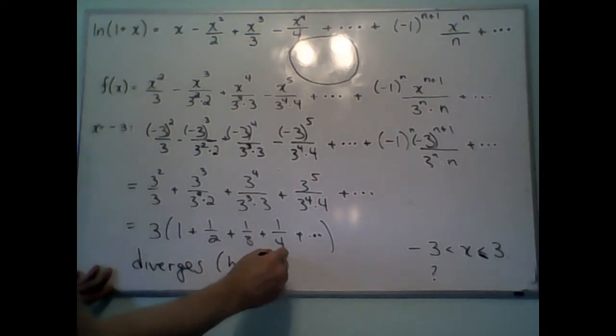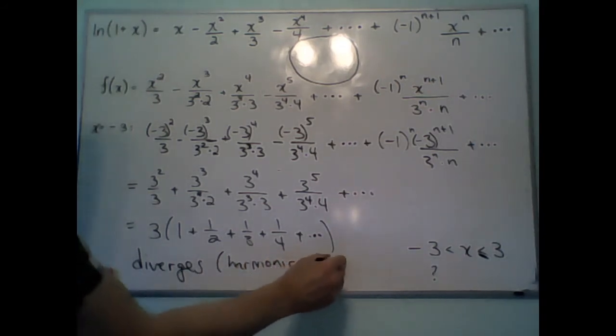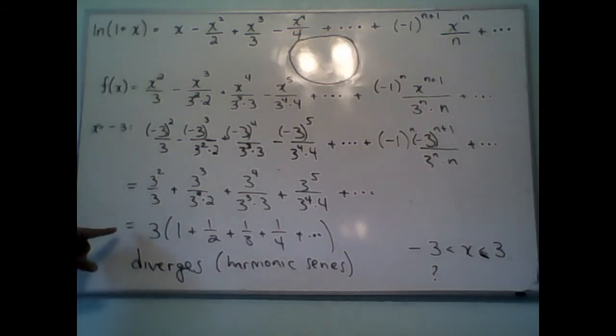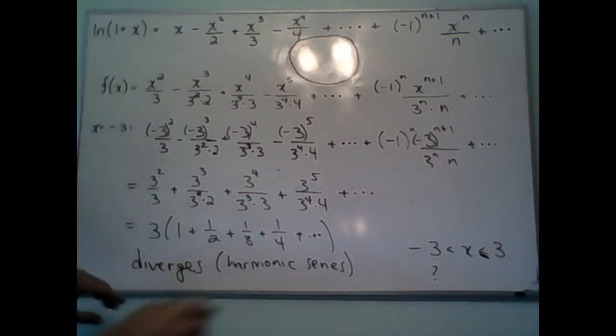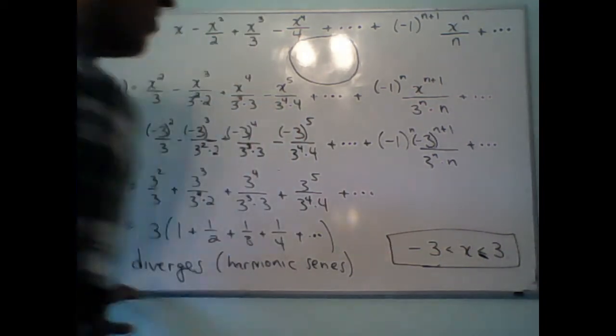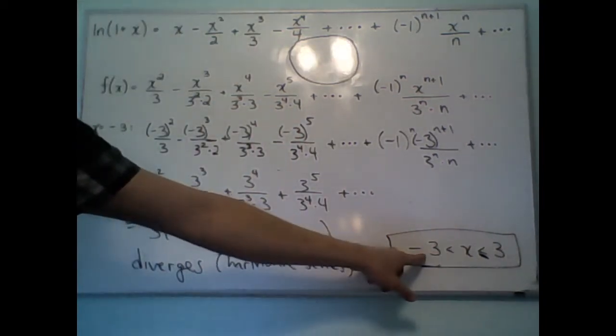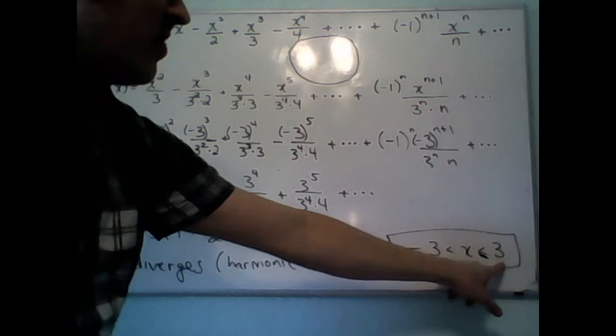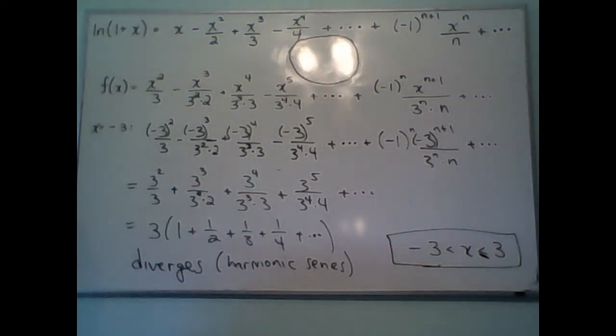Classical example of a conditionally convergent series, the alternating harmonic series, and a divergent series, the regular harmonic series. So this is the interval of convergence. A strict less than, because -3 is not included. A less than or equal here, because +3 is included. It's time for part C.